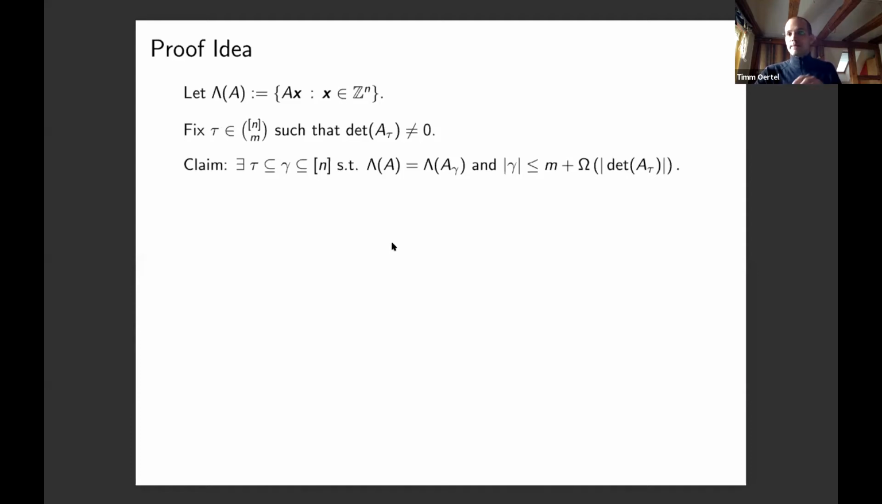where A gamma is just the matrix with columns i, where i is in the set gamma. And I want to prove that the cardinality of this set gamma is less or equal than m plus omega of the determinant of A of tau. And if this is true, of course, the statement would also be true for the smallest possible choice of A of tau. So I think that's clear.